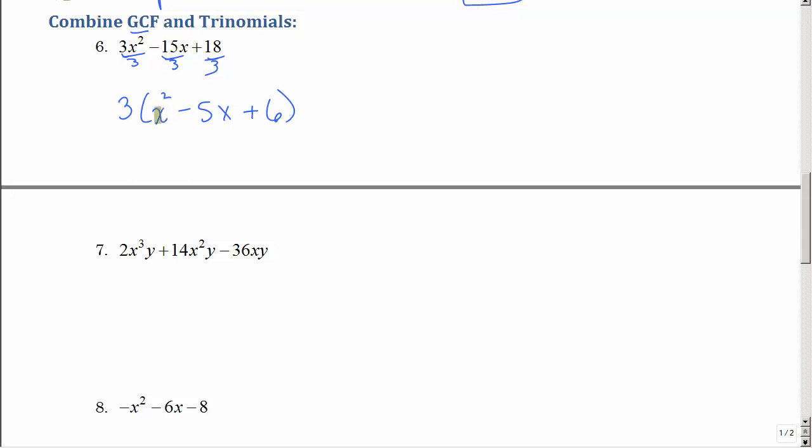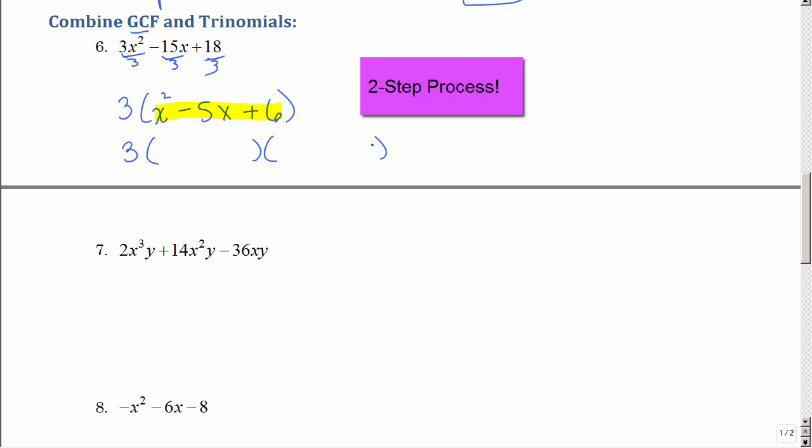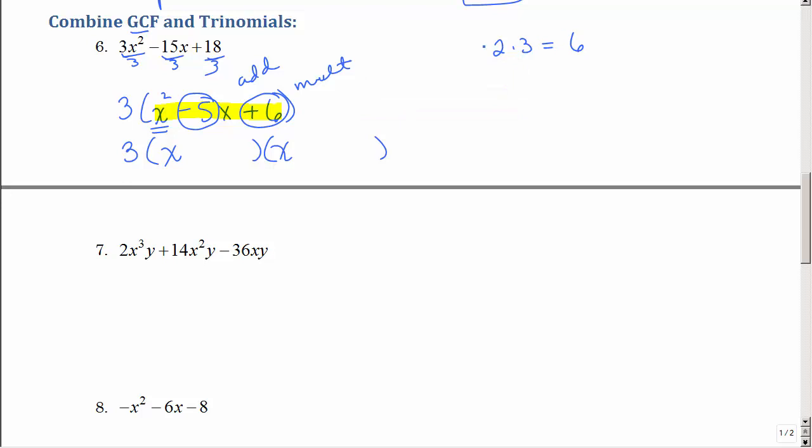No, because now I have a trinomial that has a leading coefficient of 1. So on the next line of notebook paper, again that two-step process, I say x times x is x squared. What multiplies to get positive 6 and adds to get negative 5? Well, we could have 2 times 3 is 6. If I make them both negative, negative times negative is positive 6, and if I add negative 2 and negative 3, I get negative 5.